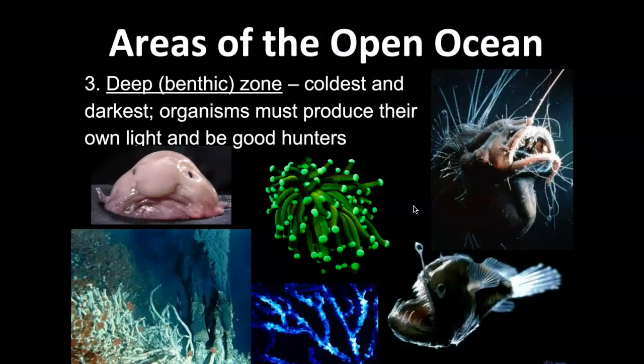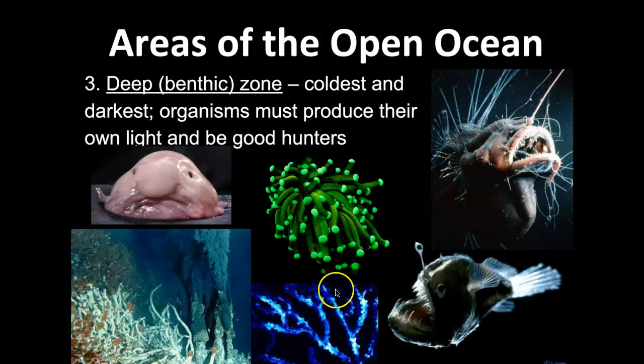The bottom of the open ocean zone is the deep zone, the benthic zone. This benthic word is a reference to the benthos organisms, the ones that we see at the bottom of the ocean. And this is going to be the coldest and the darkest zone. I think it's the most interesting zone because it has lots of organisms that have had to adapt, and they have to be good hunters or they have to be able to survive in these really high pressure environments.